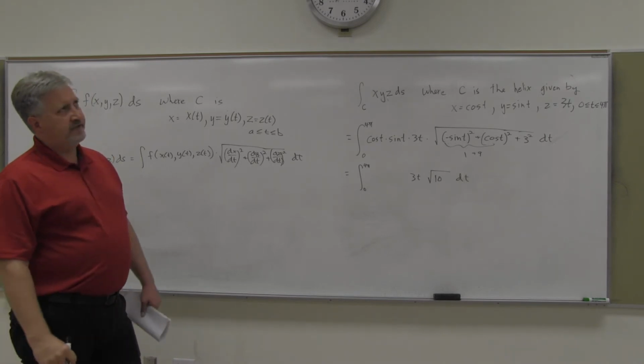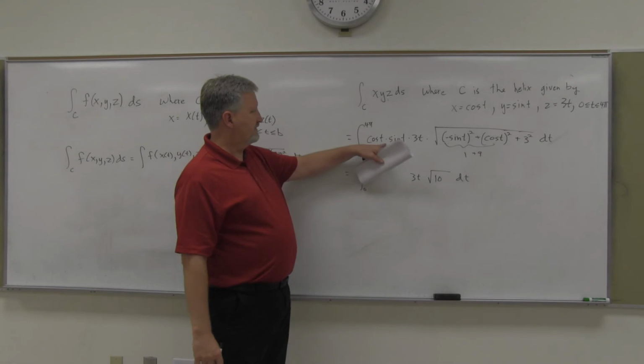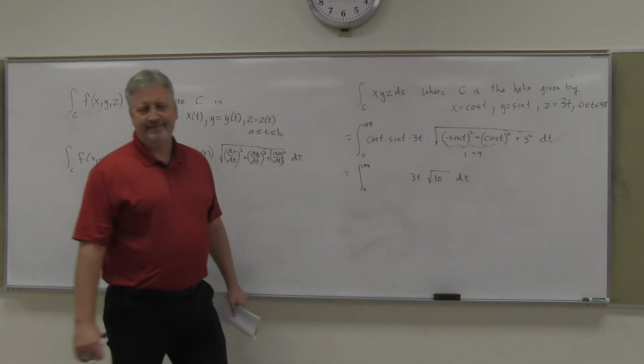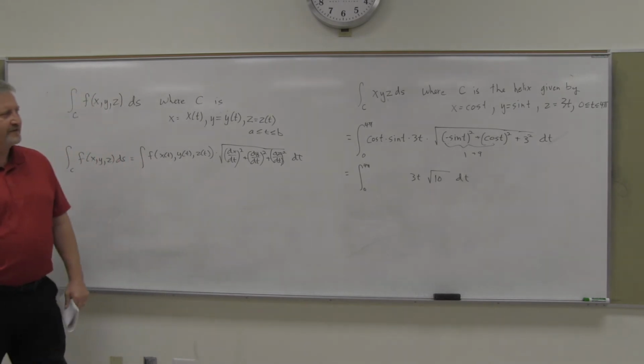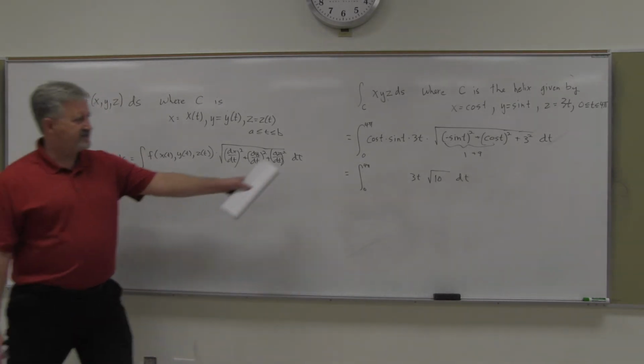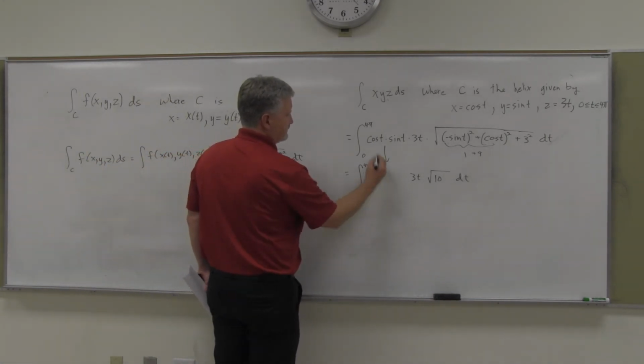The other thing, again, if it was just sine t, cosine t, we could just do it with a little u substitution. But that 3t is kind of throwing that off. So here's what we're going to do.